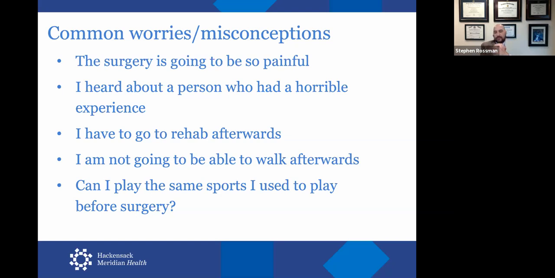I'm not going to be able to walk afterwards. As I said, that's untrue. You're going to probably get up and walk the same day of the surgery. Can I play the same sports that I used to play before surgery?